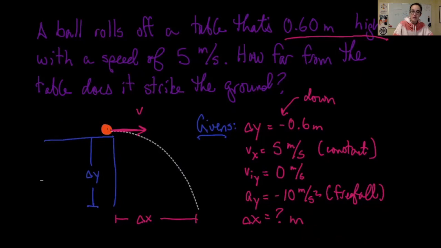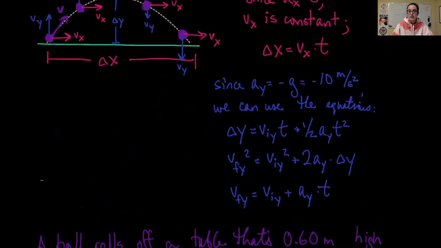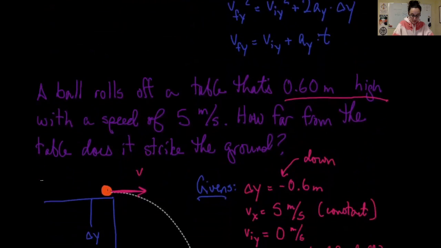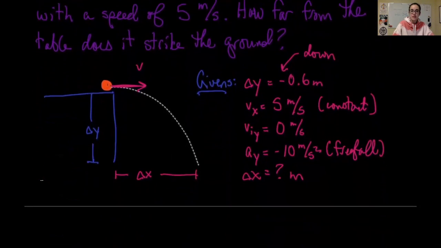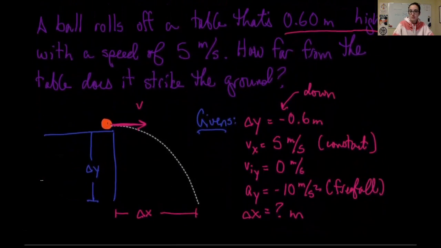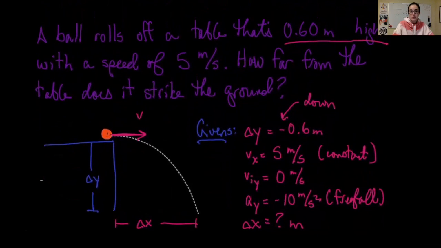Our goal is to figure out the horizontal displacement, delta x. And so since the only equation that we have is delta x equals vx times t, the two things we need to know are the horizontal velocity and the time in the air. Well, we already know the horizontal velocity. That was one of our givens. It's that 5 meters per second. And so what we need to do is use the y information to figure out the time in the air. And by y information, I mean the y displacement, the initial y velocity, and the y acceleration. Okay, so let's do that.